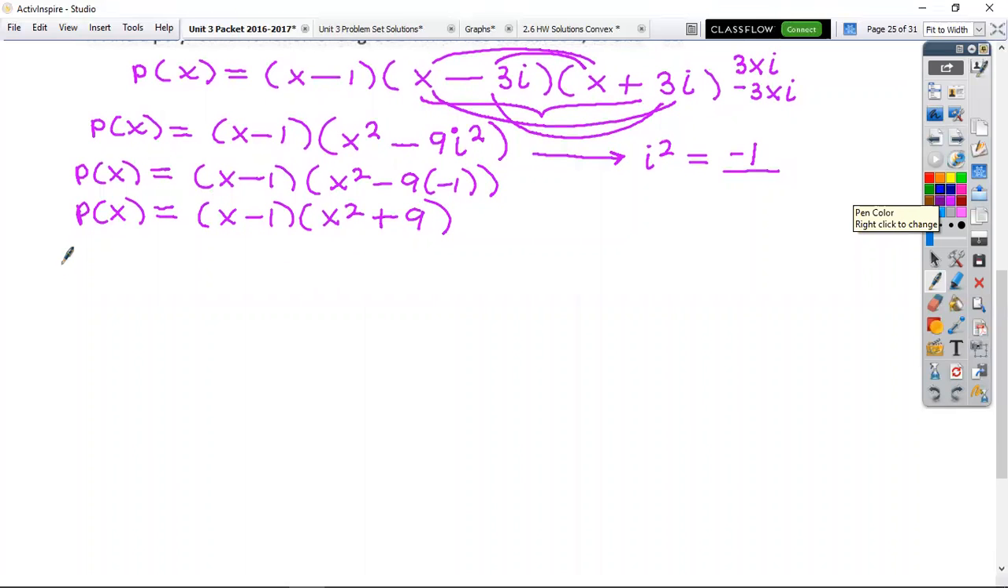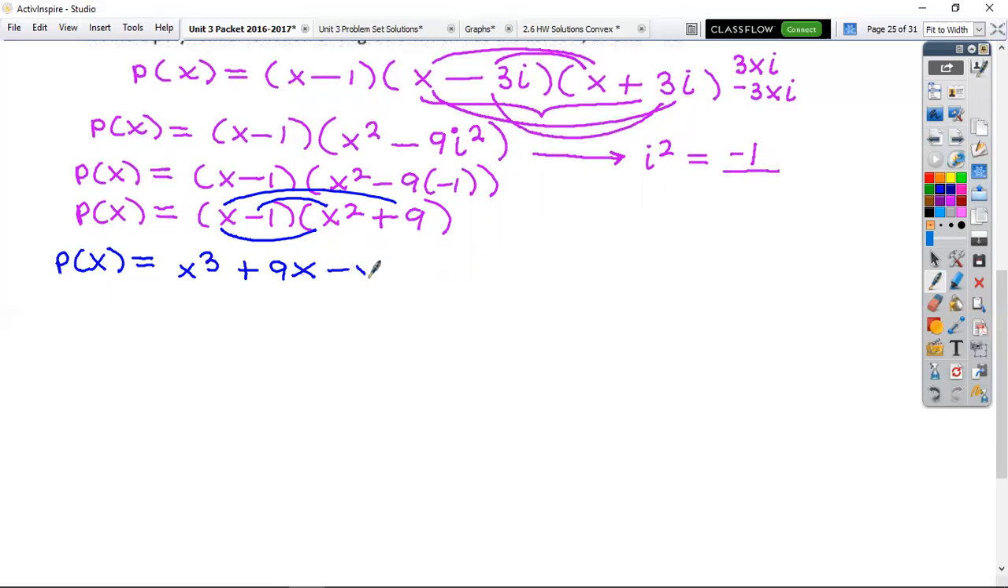So I get a P of x here equal to x times x squared would be x cubed. Then I'm going to go x times the 9, so that would be 9x. And then I'm going to go negative 1 times x squared, which is negative x squared. And then lastly, negative 1 times 9, which would be negative 9. You're almost done. What do you have to do with 2 of those terms? Yeah, invert them. So flip them around, keep them in standard form. So answer. P of x is equal to x cubed minus x squared plus 9x minus 9.